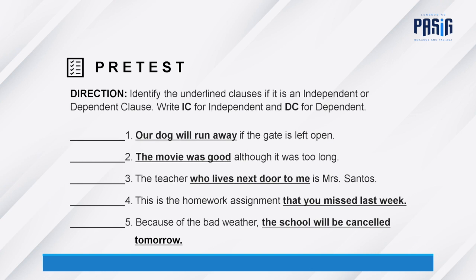Direction: identify the underlined clauses if it is an independent or dependent clause. Write IC for independent and DC for dependent. Number 1. Our dog will run away if the gate is left open. Number 2. The movie was good, although it was too long.